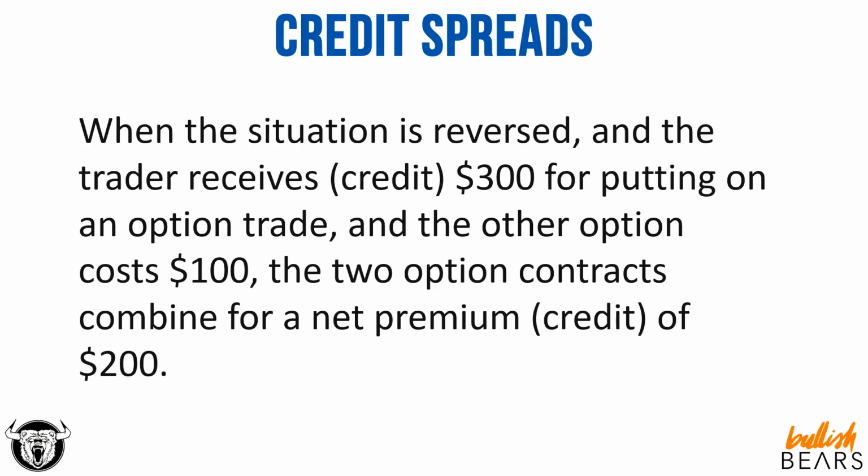Now, when the situation is reversed from a debit spread and the trader receives a credit of, let's say, $300 for putting on an option trade, and then the other option costs $100, then the two option contracts combine for a net premium or a credit of $200. So when you're doing a credit spread, you're an options seller, not an options buyer.